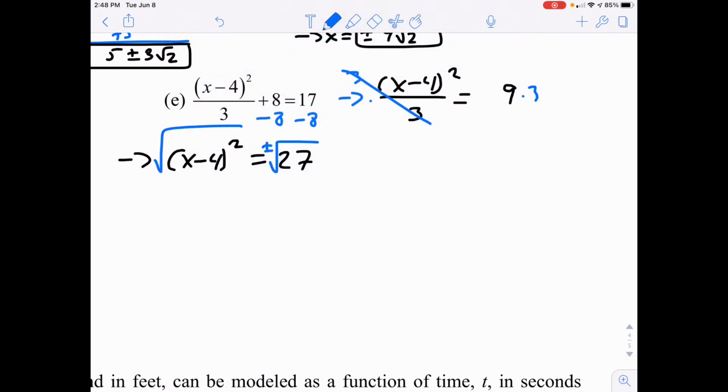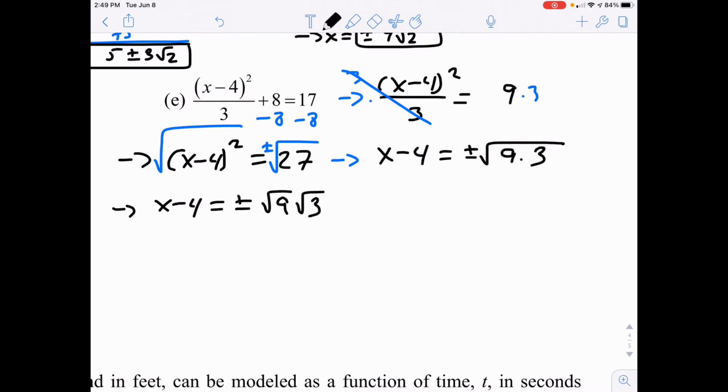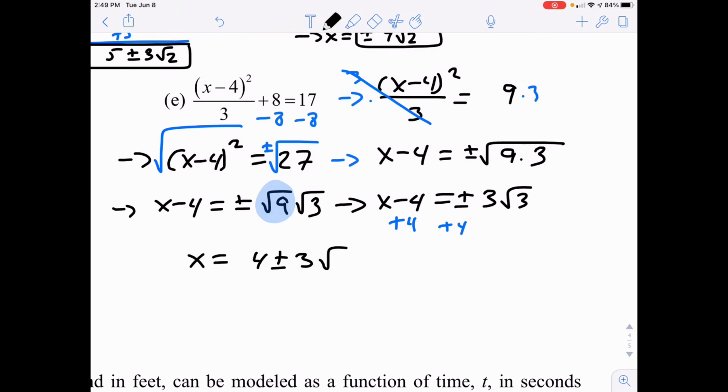Take the square root of both sides. X minus 4 equals plus or minus the square root of the largest perfect square that goes into 27, which would be 9. So this is 9 times 3. X minus 4 is equal to plus or minus the square root of 9 times the square root of 3, which when we take the square root of 9, we get x minus 4 is equal to plus or minus 3 radical 3. Last step, add 4 to both sides, and x is equal to 4 plus or minus 3 radical 3.